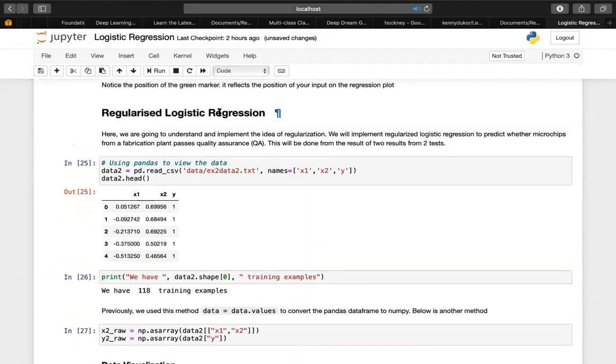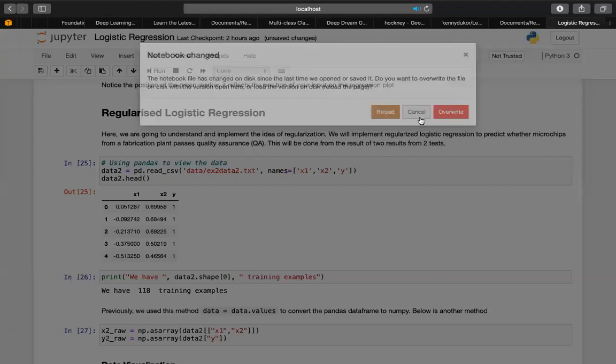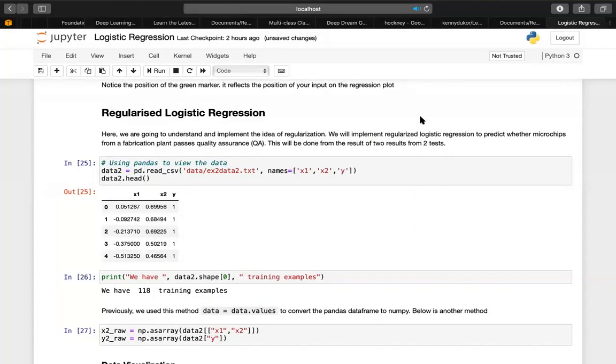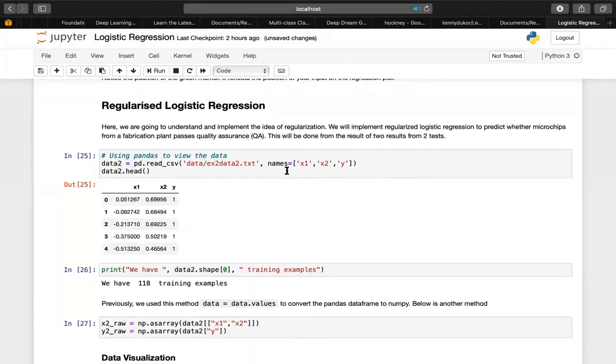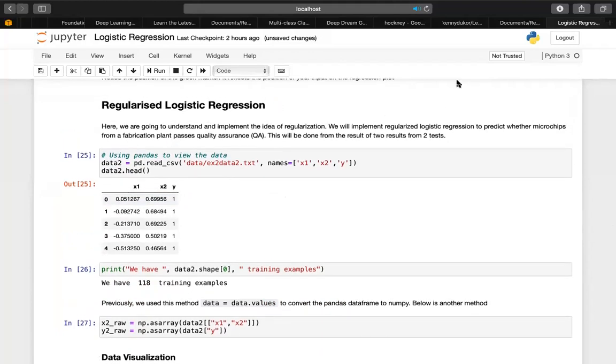So here we are looking at regularized logistic regression. I'm sure everybody knows what regularization is because we have spoken about it. I still showed you this notebook in the previous class. This time around, it's a different data set, and this is what the data looks like.